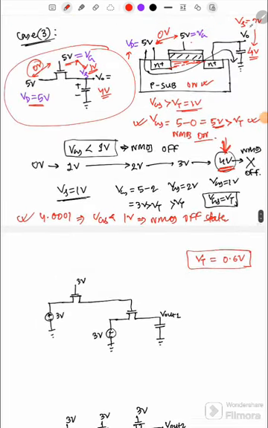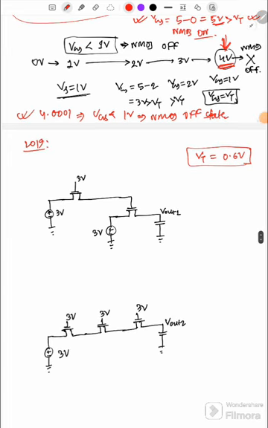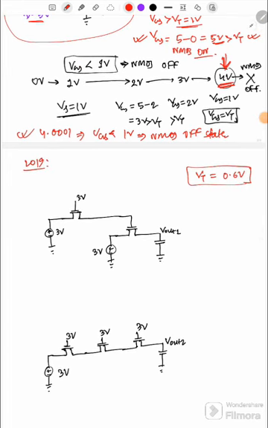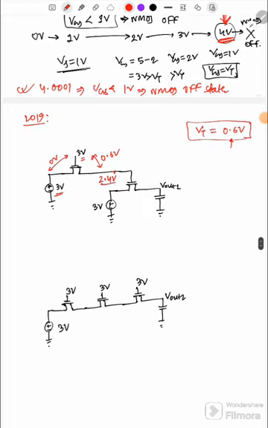Now back to our problem from the 2019 paper. Here is the same problem. NMOS has a weak pull-up. If we apply 3 volt here and 3 volt here, it has a 0 volt drop here, but it needs 0.6 volt to turn this MOSFET on. So this can only go up to VDD minus VT, what is VDD? 3 volt minus 0.6, 2.4 volt.